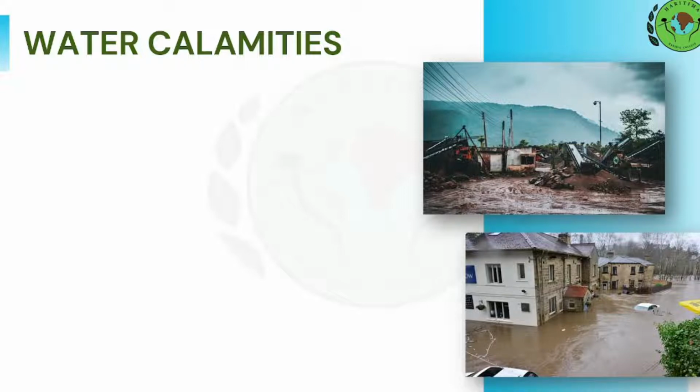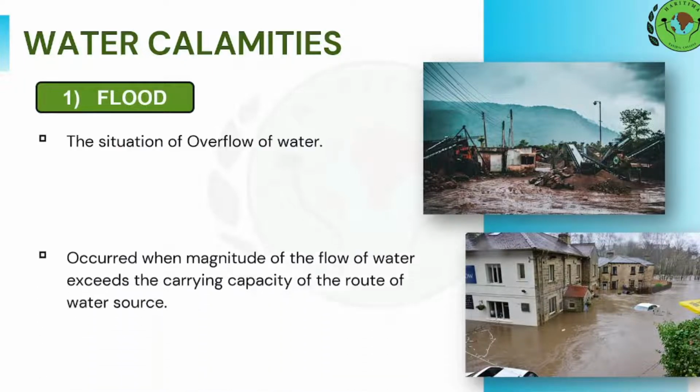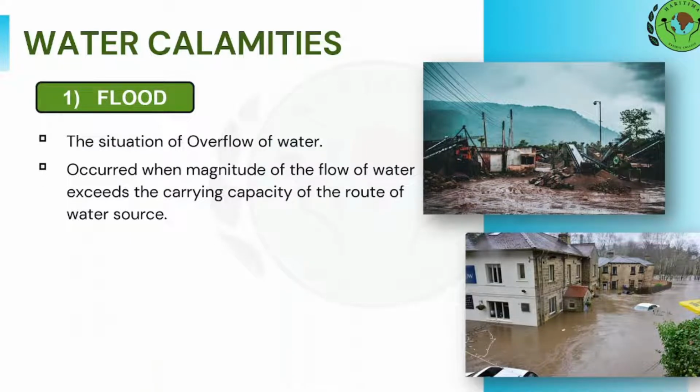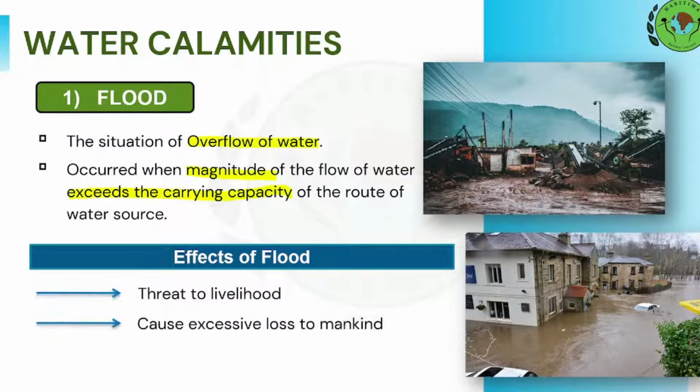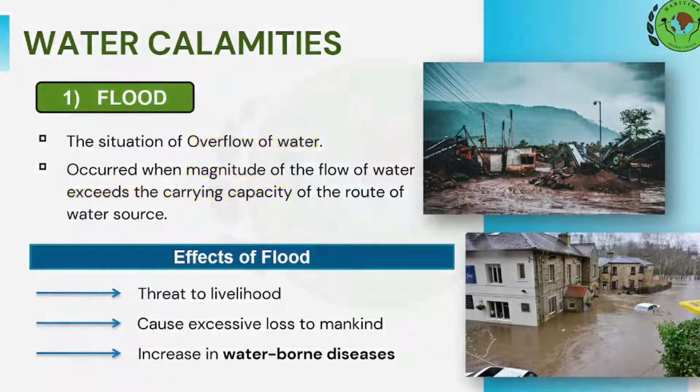So the first type of water calamity that we'll be discussing in detail today is flood. Flood means overflowing or upsurge of water bodies that leads to massive outflow of water on terrestrial land. These occur when the magnitude of the flow of water exceeds the carrying capacity of the route of the water source. Flood has a lot of catastrophic effects, some of which are threat to livelihood, excessive loss to mankind, increase in waterborne diseases, etc.